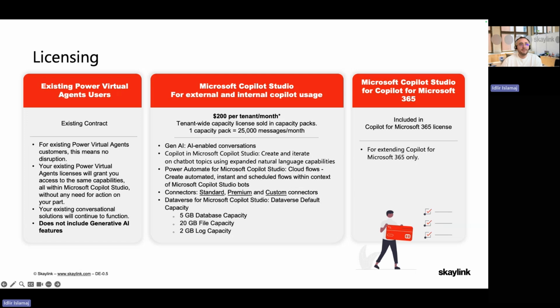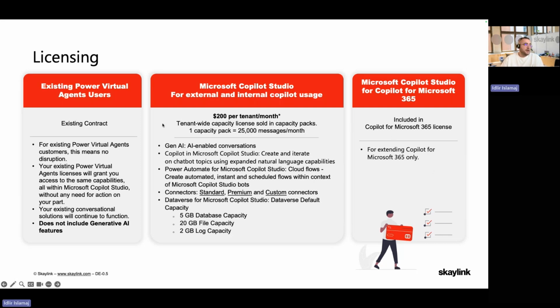Now with M365 Copilot, you still have the possibility to use Copilot Studio, but not for building standalone bots, right? But you have the ability to build those extensions, right? Plugins for Copilot for M365. So that's included in there. So even if you try to create bots, you will not be able to share them if you use this one here.